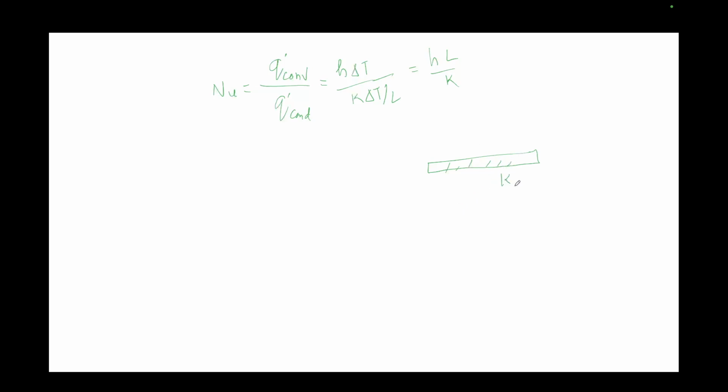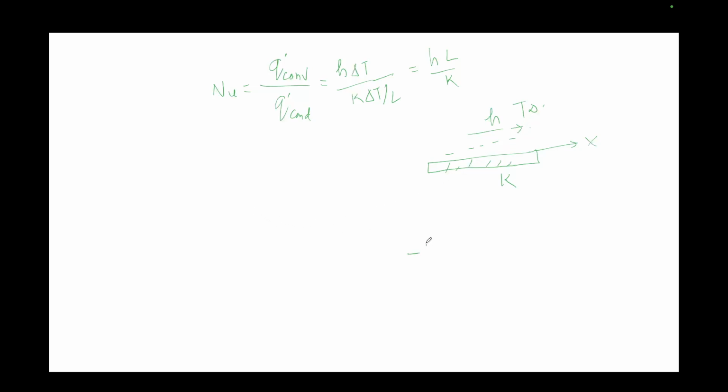So this plate has thermal conductivity K, and the heat transfer is taking place in the X direction, and also there is liquid flowing. H is given. This is your T infinity. So what can I write?